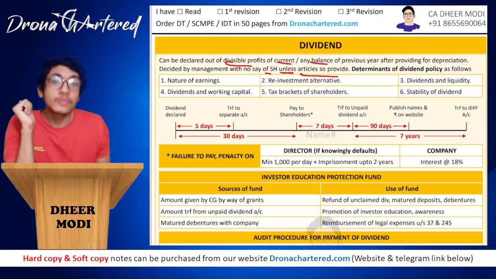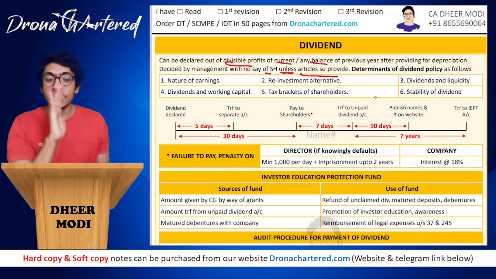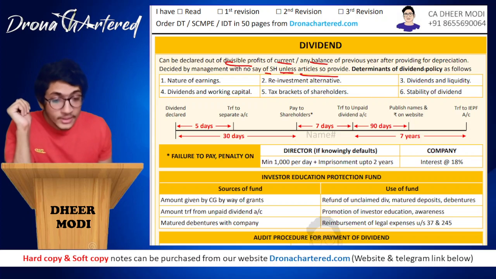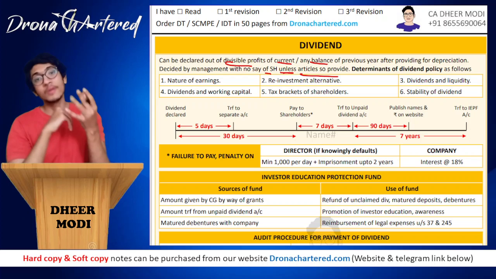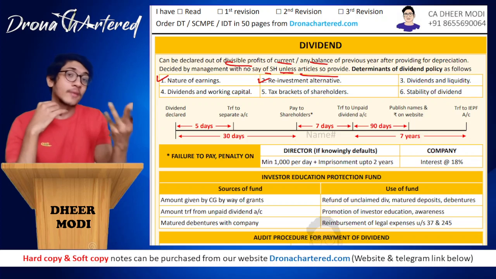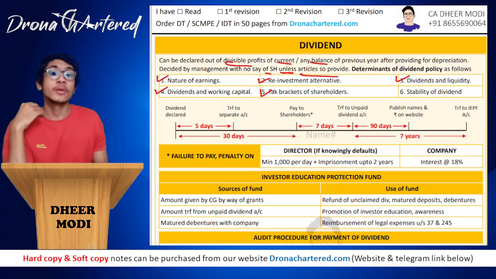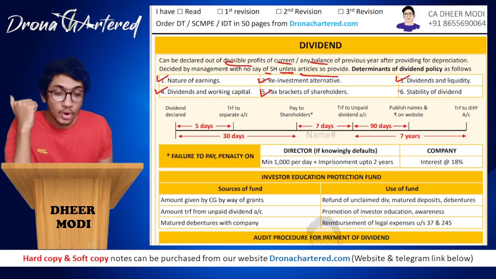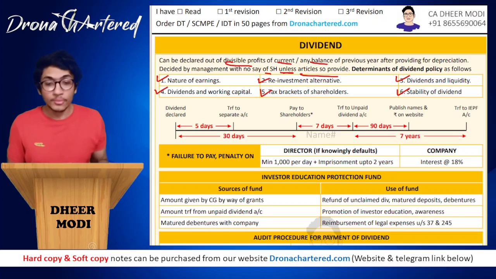Unless the article so provides, that is, unless it is written in your AOA that your members can say so, otherwise no. Determinants of dividend policy are as follows, that is, on what factors they will decide how much dividend to pay: the nature of earnings, reinvestment alternatives, that is where you can invest this amount, dividends and liquidity, dividends and working capital, tax brackets of shareholders, that is if they are paying higher tax, or stability of dividend, if you want to maintain a steady dividend.